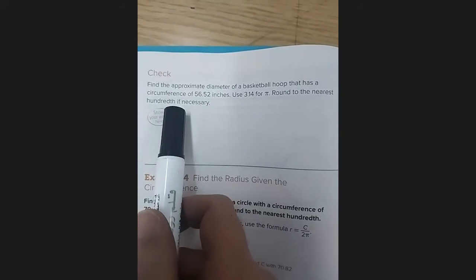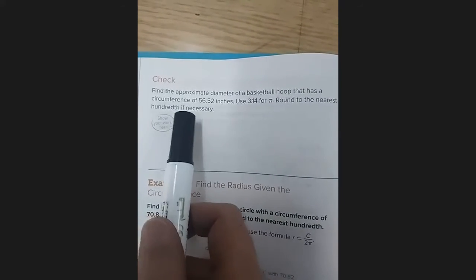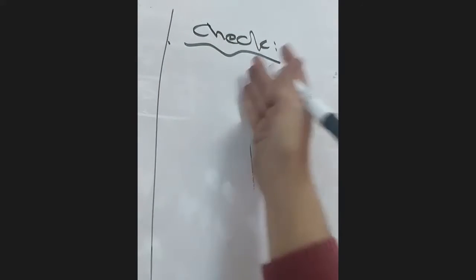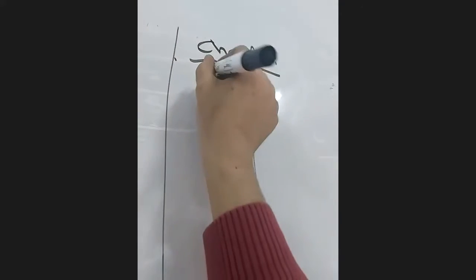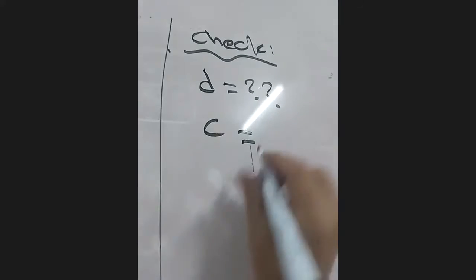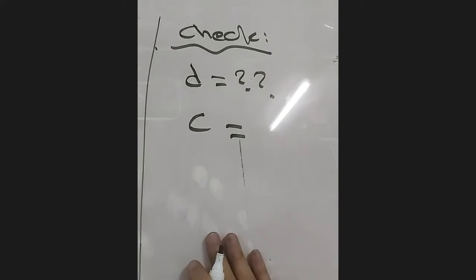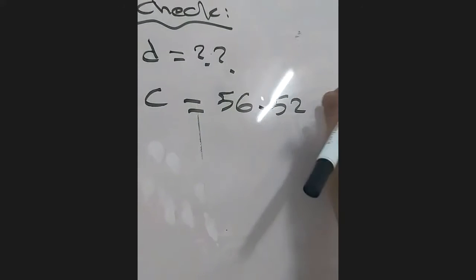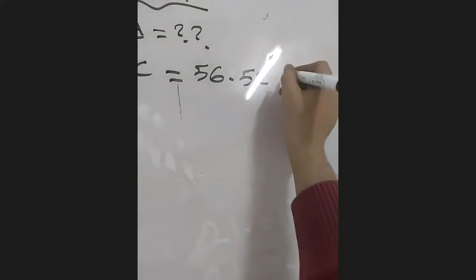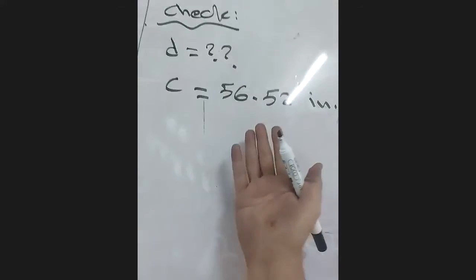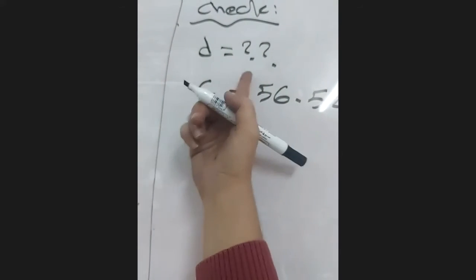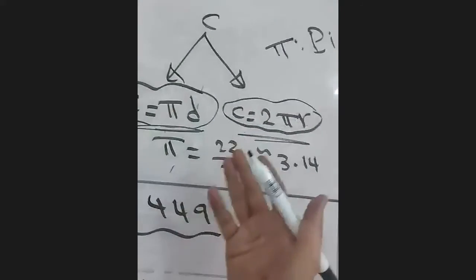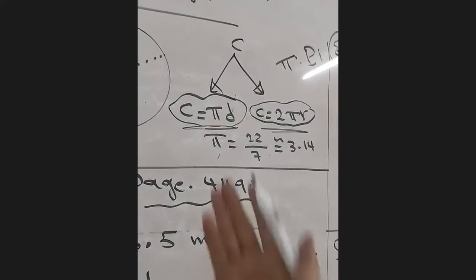Find the approximate diameter of a basketball hoop that has a circumference of 56.52 inches. Find what? What does the question want from me? Find the diameter. They want D, right? And the given is what? Circumference. How much? 56.52. What's the unit here? Inches. Good. So they gave us the circumference and wanted us to find the diameter. Now, which formula will I use, the one with the diameter or the one with the radius? Diameter. Yes, I will use this one.